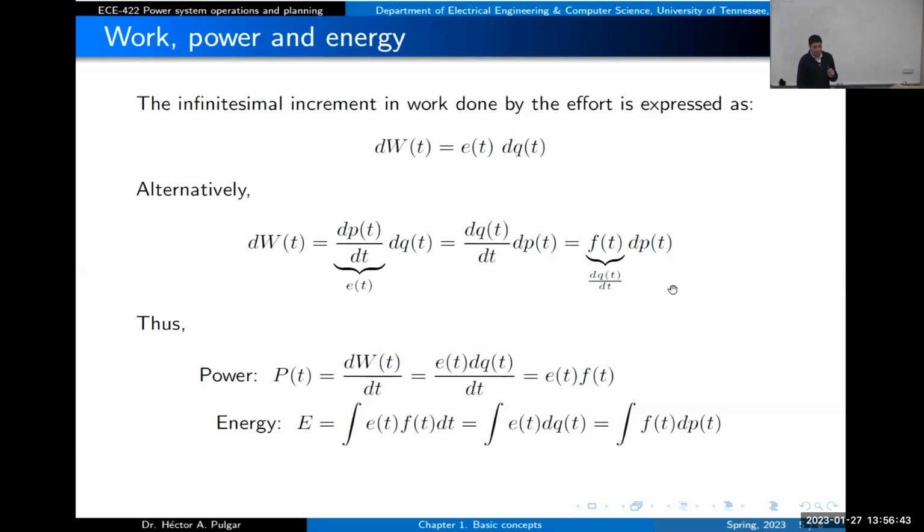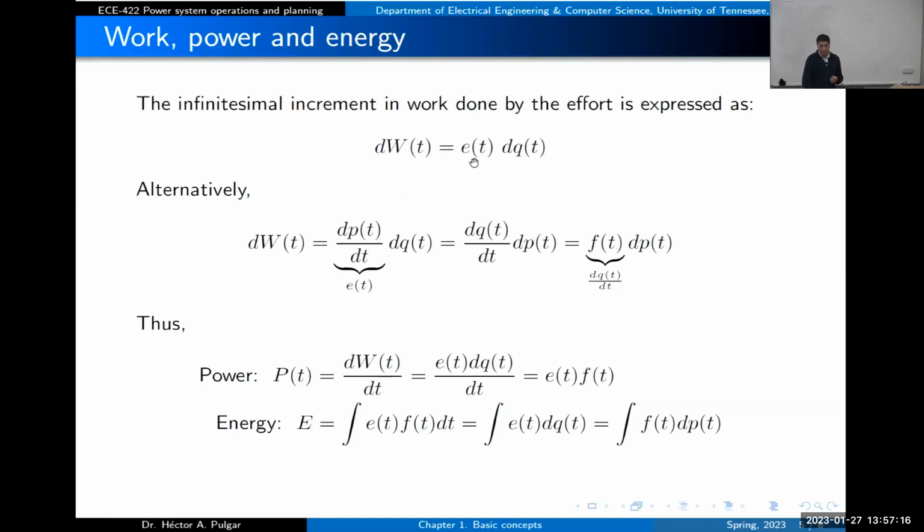So a small increment in the work can be determined as the flow multiplied by the increment in the momentum. With this definition, now we can obtain the derivative of this in time, because the derivative of this will give us the power. So we take either this equation or this equation, and we need to divide it by dt, the increment in time. With that, we obtain a definition of power.